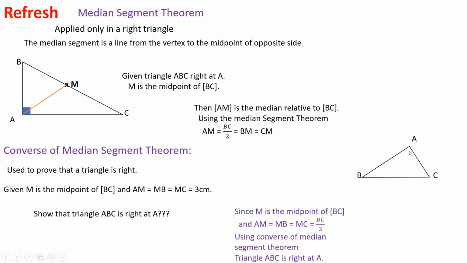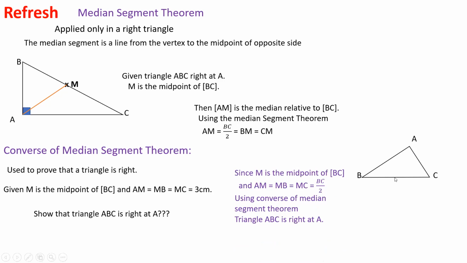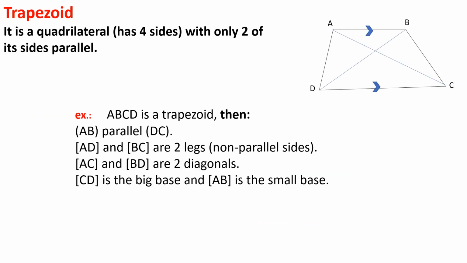What do I say? I say, since M is the midpoint of segment BC and AM is equal to MB is equal to MC, then AM is equal to BC over 2. Using the converse of the median segment theorem, triangle ABC becomes right at A. This is very important. Practice it, please.